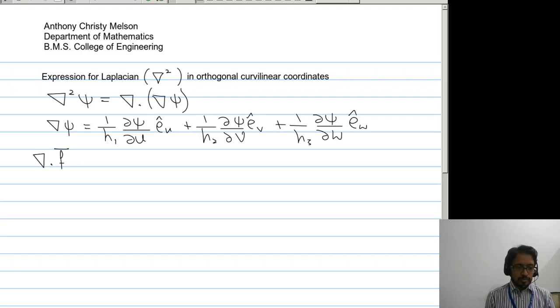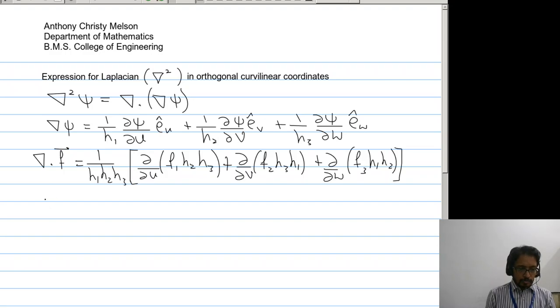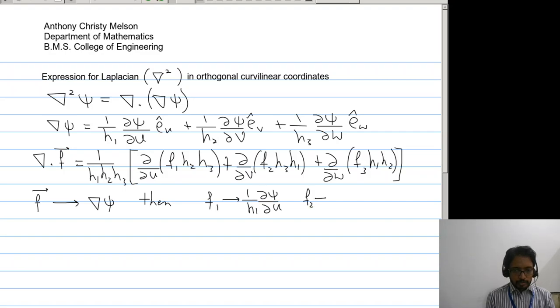Similarly, divergence of the vector f in orthogonal curvilinear coordinates would be 1 by h1 h2 h3 into dou by dou u of f1 h2 h3 plus dou by dou v of f2 h3 h1 plus dou by dou w of f3 h1 h2. Now vector f is replaced by grad psi. Then f1 should be replaced with 1 by h1 dou psi by dou u, f2 with 1 by h2 dou psi by dou v, and f3 with 1 by h3 dou psi by dou w.